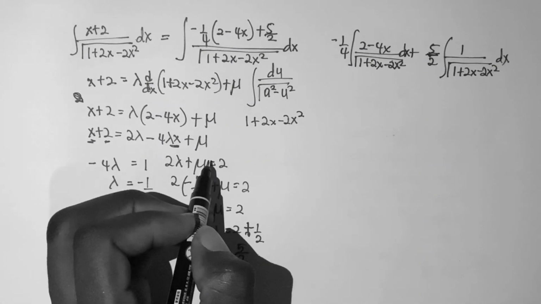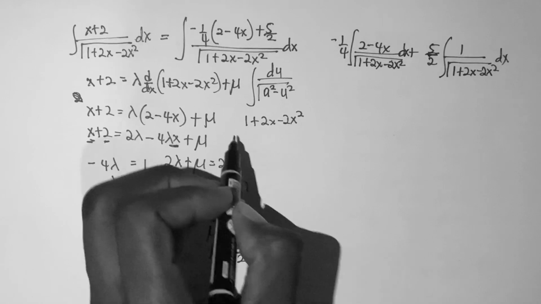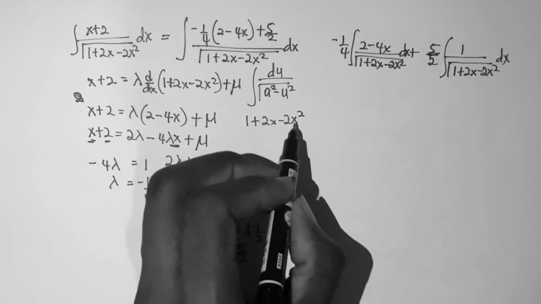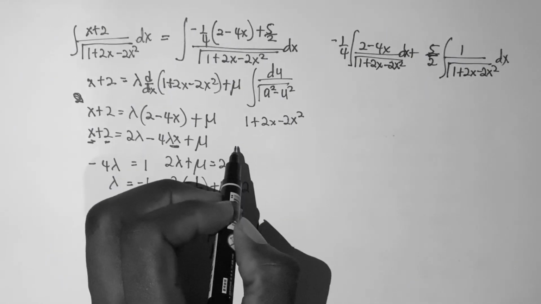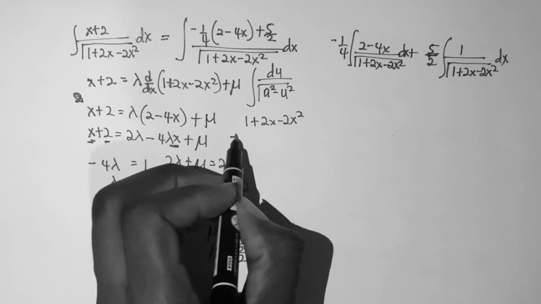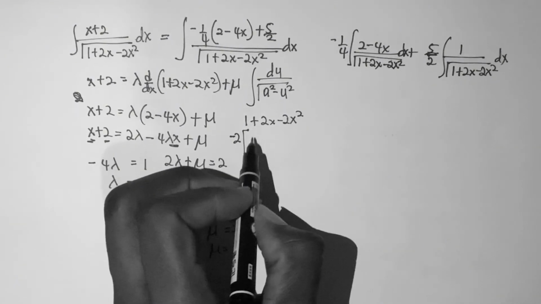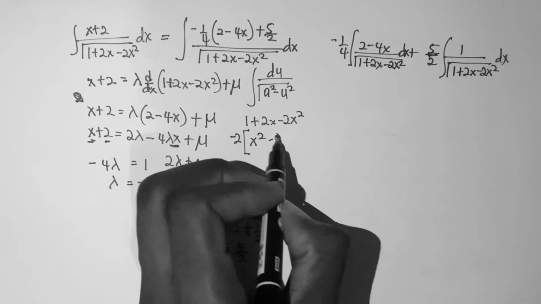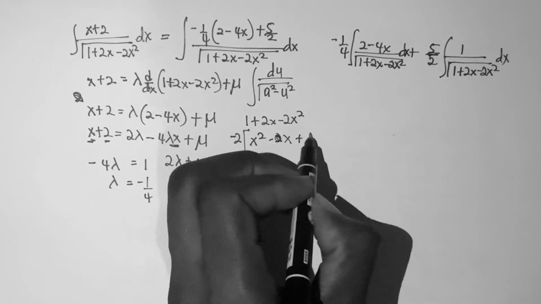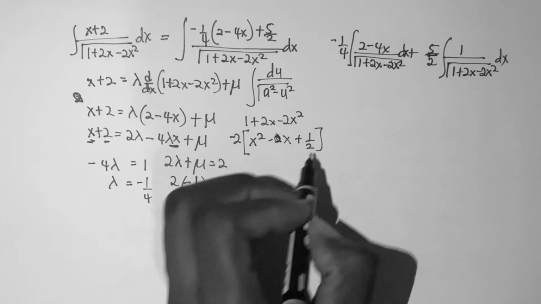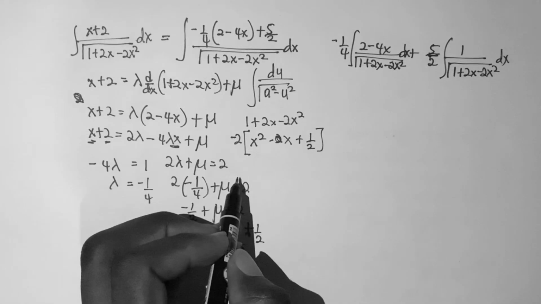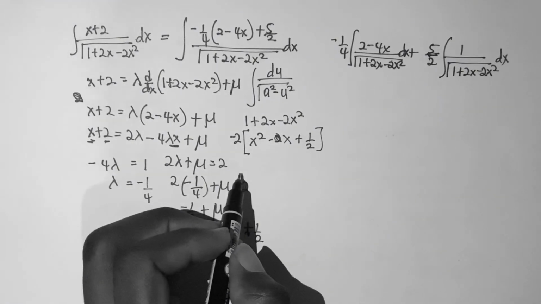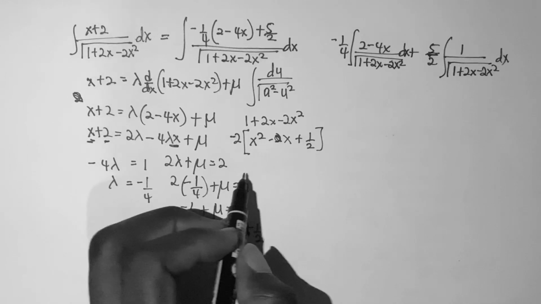Let's complete the squares. The first step is to make the coefficient of x squared 1, so we factorize minus 2 out. If we factorize minus 2 out, we're left with x squared minus x, then plus 1 over 2. The next thing is to find half of the coefficient of x, which is minus 1 over 2, and then we square it, add and subtract.